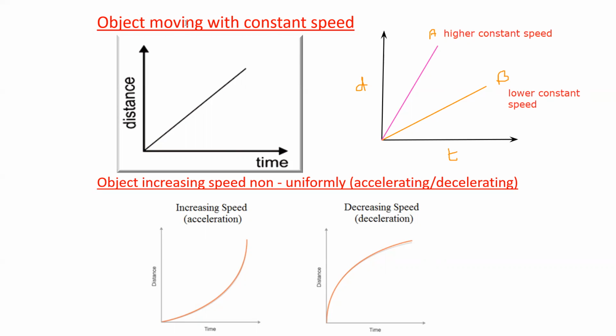Why is it a constant speed? Because it's a straight line. Whenever it's a straight line, it means the speed is constant for a distance time graph. And which one is higher and which one is lower? You can simply check the angle. The one which is making a greater angle with the x-axis, you can see the line of A is making a greater angle as compared to B. So it means it will have a higher value, or a steeper slope shows higher speed.